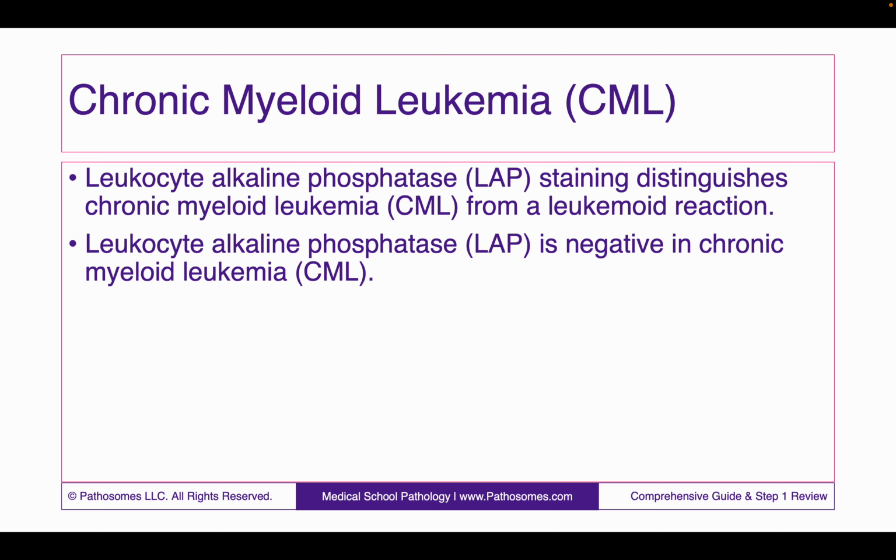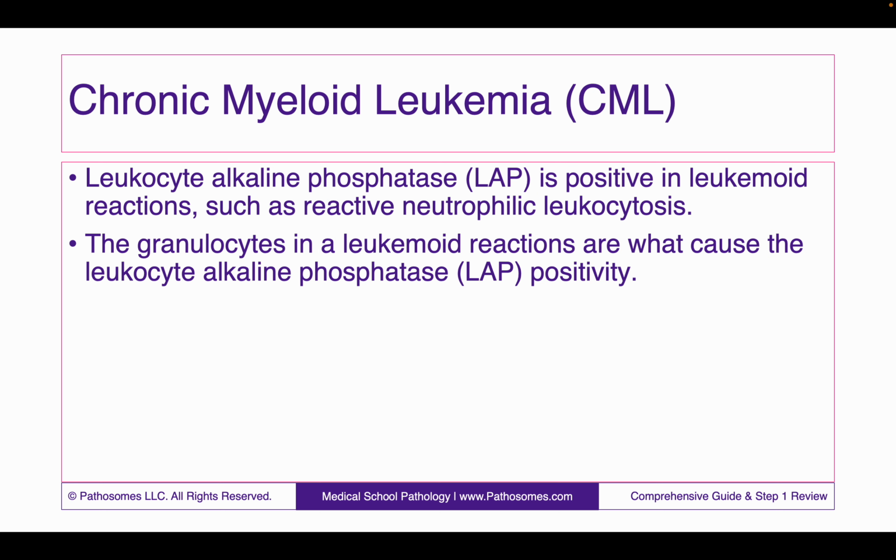Leukocyte alkaline phosphatase, also known as LAP staining, distinguishes chronic myeloid leukemia from a leukemoid reaction. Leukocyte alkaline phosphatase is negative in chronic myeloid leukemia. Leukocyte alkaline phosphatase is positive in leukemoid reactions such as reactive neutrophilic leukocytosis. The granulocytes in a leukemoid reaction are what cause the leukocyte alkaline phosphatase activity.